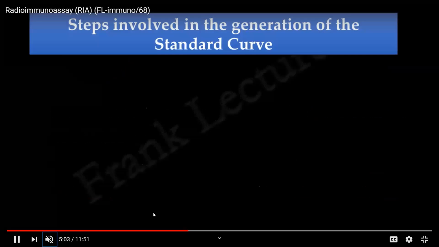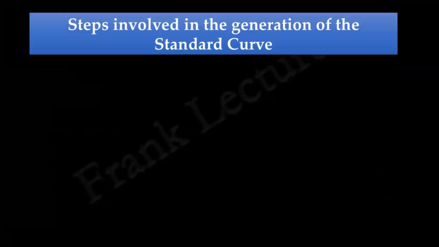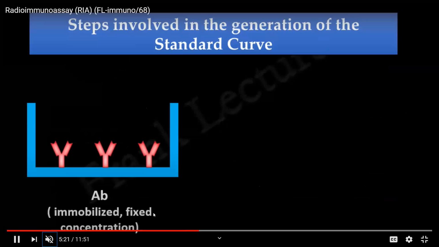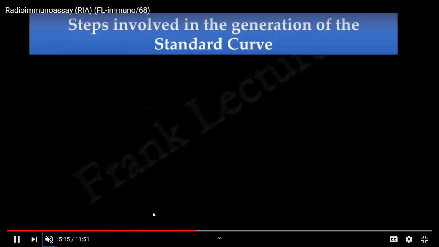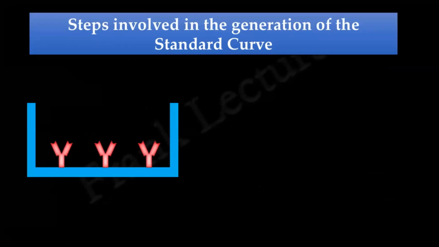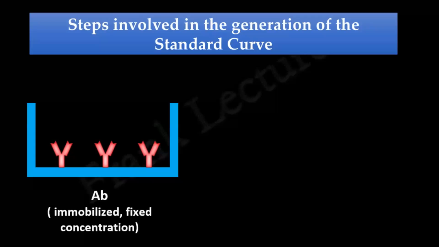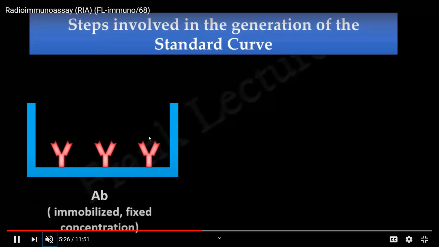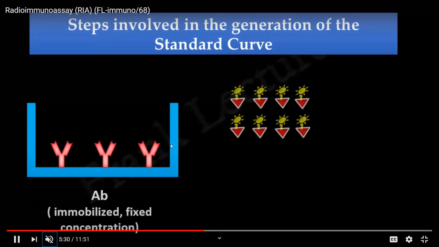So what are the steps involved in the generation of the standard curve? What are the steps that are to be followed? First of all, what have they taken? They have taken a microtiter well, and in this microtiter well, they have the antibody in fixed concentration. The concentration of this antibody is fixed. That is, 3 antibodies they've taken and immobilized in this well.